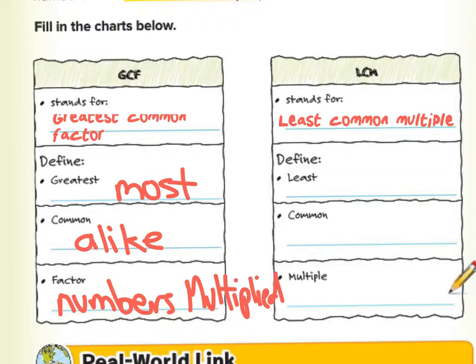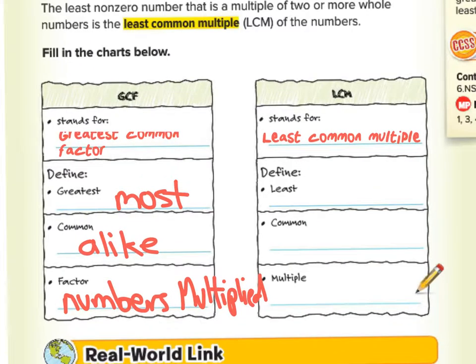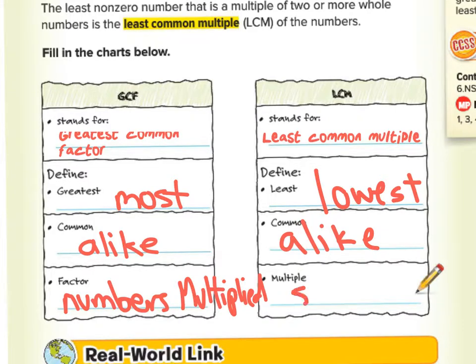Oh, sorry for the mess. What is on the other side, what does the least stand for? The least means the lowest, like the lowest value. Common, again, alike. All right, and multiple. We usually learn about multiples when we say skip counting, right? When you count by 2s, count by 3s, count by 4s, and so on. Skip counting.